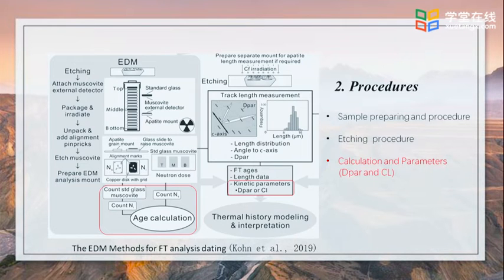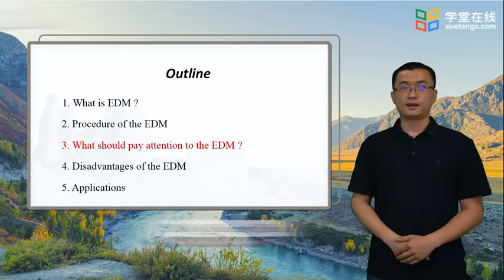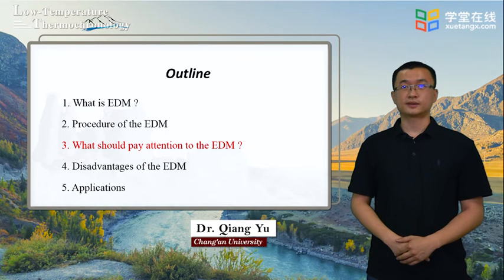dPar is measured parallel to the crystallographic c-axis. Measurement of track length and kinetic indicators such as dPar or chlorine is an essential and important step for thermal history modeling and geological interpretation. Let's move to the third topic.